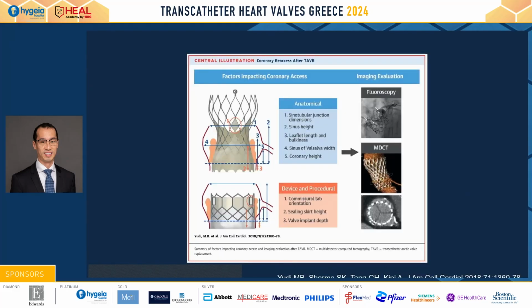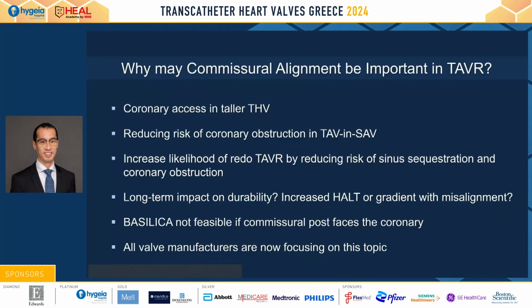This JAB state-of-the-art review that we published outlines some anatomic and device procedural factors involved in coronary access. And you can see that here, commissure alignment is now extremely important because it not just affects coronary access in taller THV, but also reduces coronary obstruction risk in TAV in SAVR, and increases the likelihood of redo TAVR. There's now early evidence of impact on durability and hemodynamics.